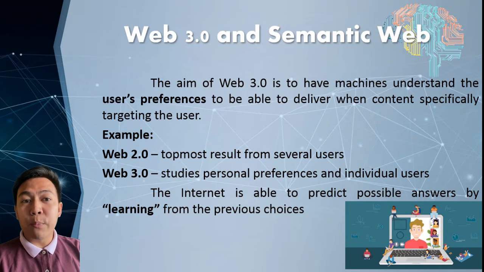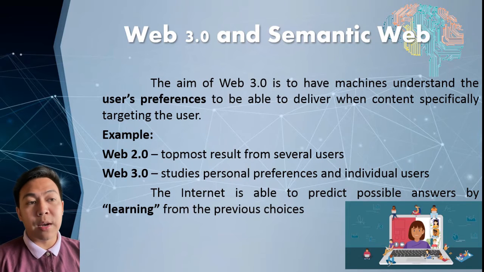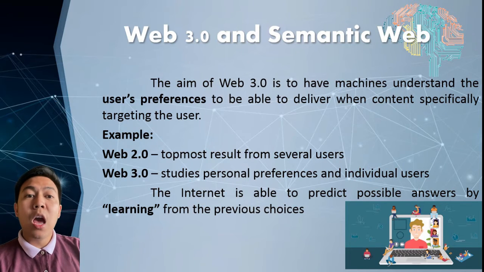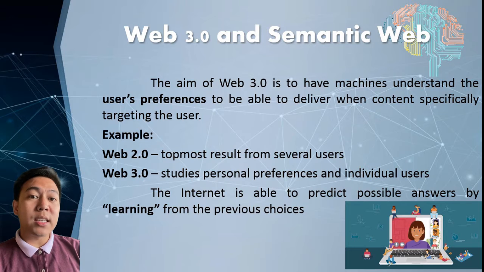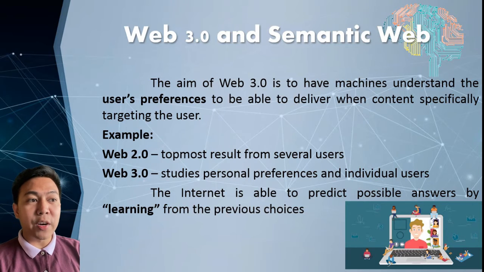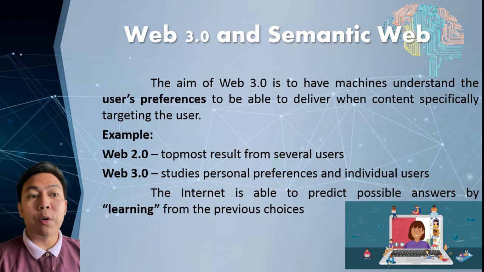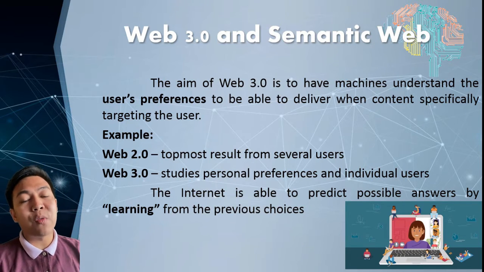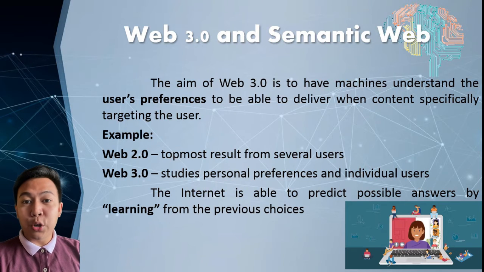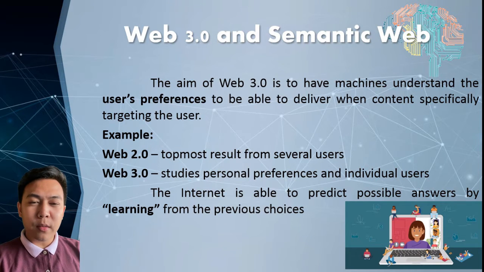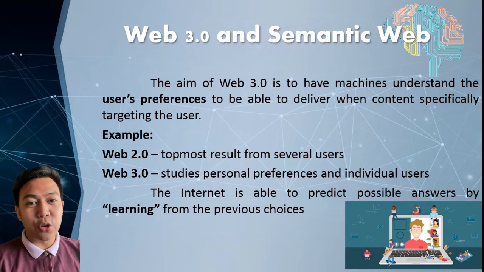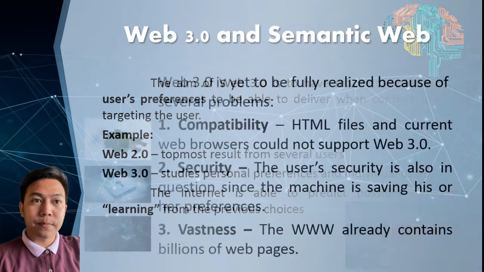Example, when we use Web 2.0, the topmost results from several users can be seen. But with the use of Web 3.0, it studies your personal preferences and individual users. So the internet is able to predict the possible answers by learning from previous choices. An example of Web 3.0 is using Google. Once you type something, it gives you some suggestions on what you are searching.